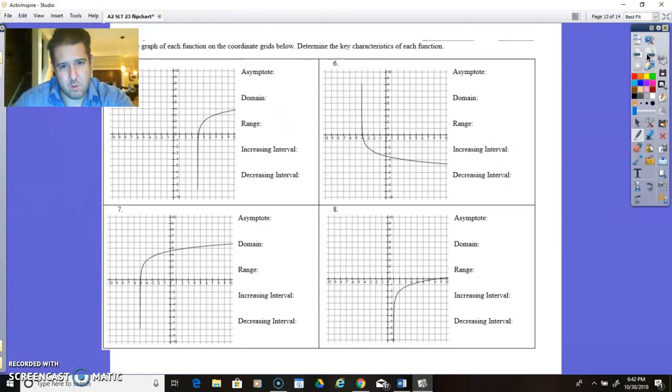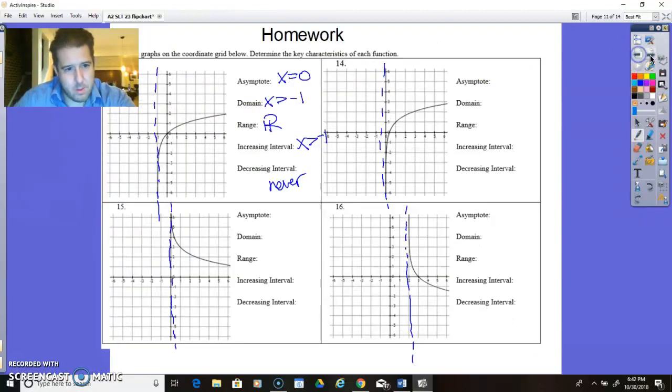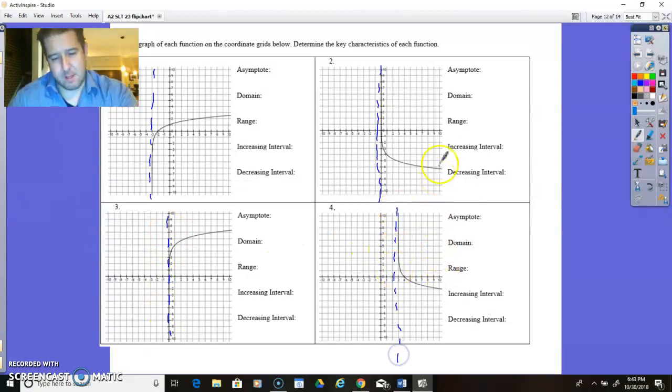Oh, there's even more questions. Wow, there's lots of these. Okay. Are they the same thing? Pretty much the same thing. So these are still vertical asymptotes, so these are all logarithmic functions. Asymptote of x equals 0, x equals -3, this one's x equals 0, this one's x equals +3 is the asymptote.